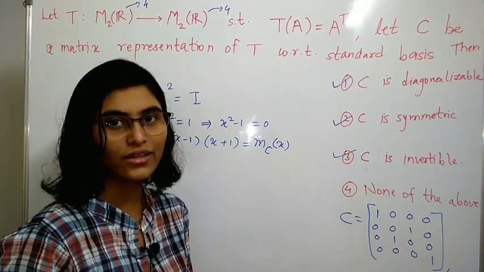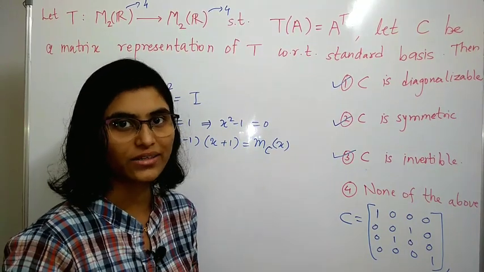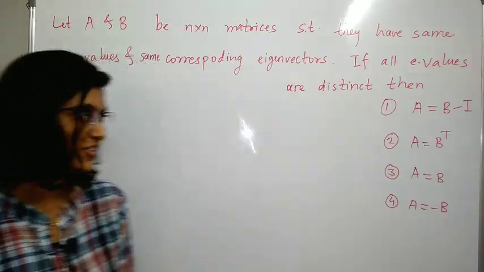You can take any n by n permutation matrix, then it is always a diagonalizable matrix. Let us solve the next question.